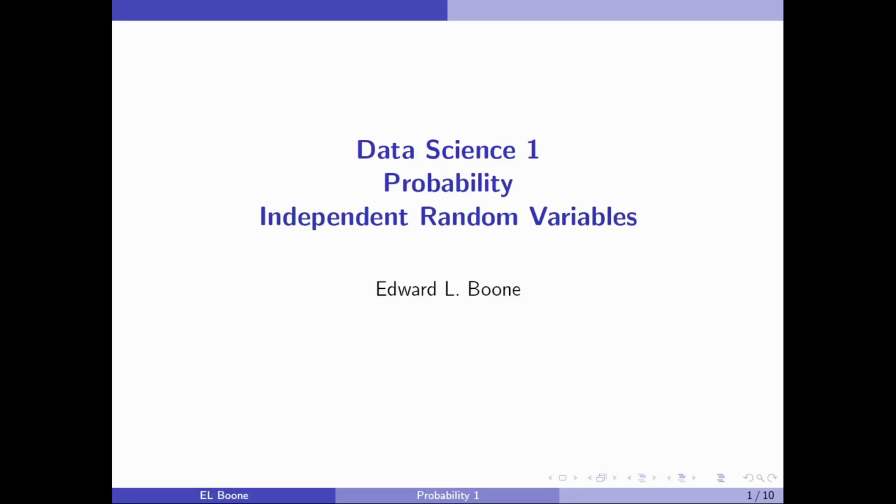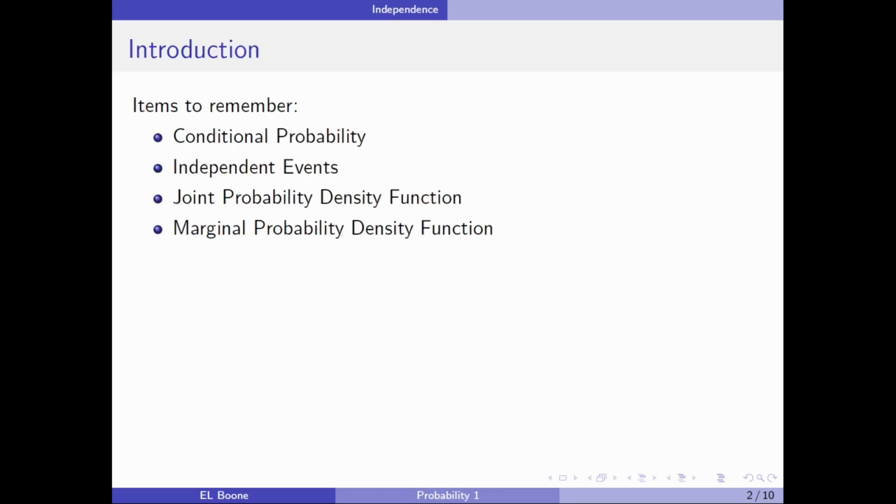Welcome to Data Science 1, Probability, Independent Random Variables. Things we're going to need to remember: conditional probability, independent events, joint probability density functions, and marginal probability density functions.